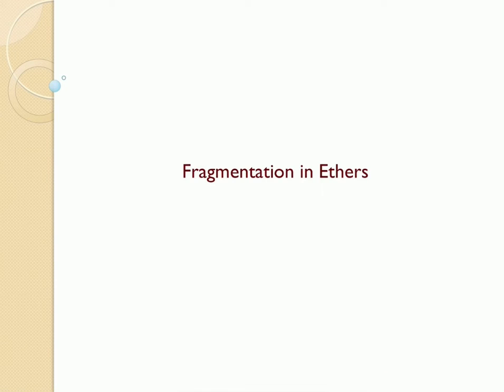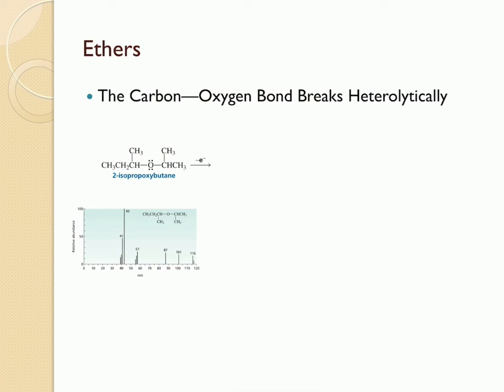Fragmentation in ethers. The fragmentation of ethers is similar to that of alkyl chlorides, where it can undergo both heterolytic cleavage and homolytic cleavage. The carbon-oxygen bond is going to break heterolytically, while the carbon-carbon bond is going to break homolytically through the alpha cleavage. Now let's take 2-isopropoxybutane and find out the different fragments for it.